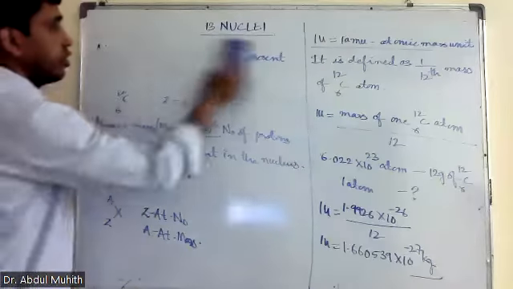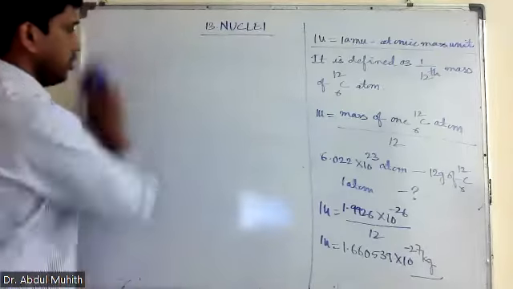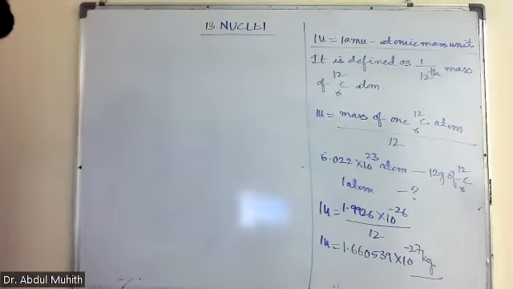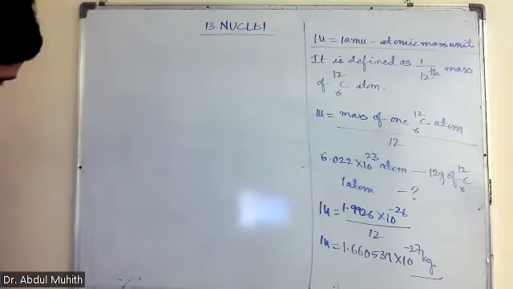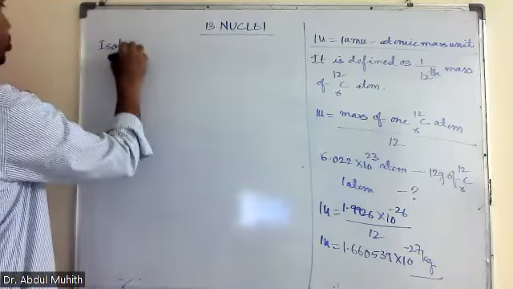Yes, sir. Okay, so now here we have relative abundance. Suppose we are taking one example of relative abundance and isotope. Okay, before that I'll start with isotope. What are isotopes?